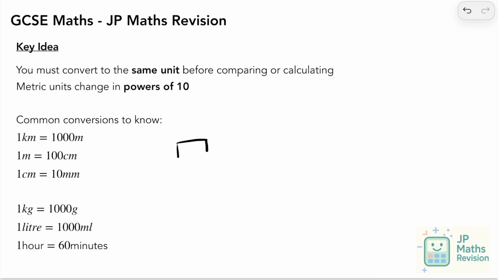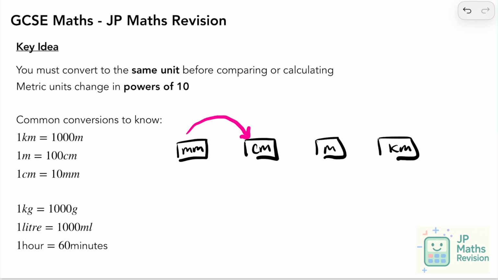So what we can do is draw them out like this. So we have millimetres, centimetres, metres and kilometres. So to go from millimetres to centimetres, because there are 10 millimetres in a centimetre, we divide by 10. Centimetres to metres, we divide by 100. And metres to kilometres, we divide by 1,000.